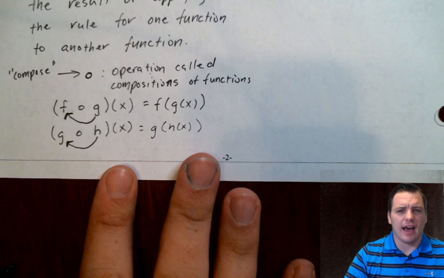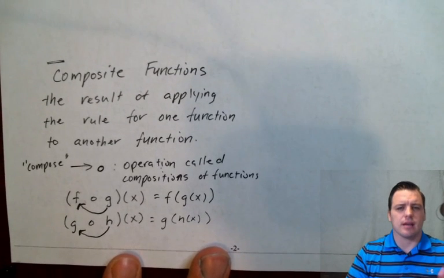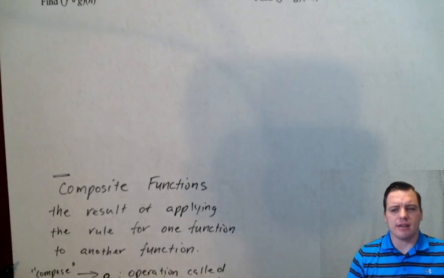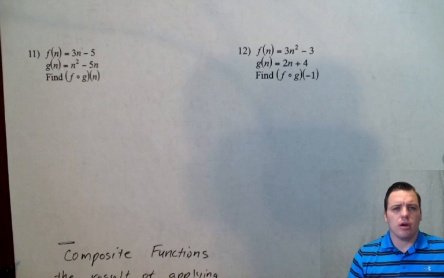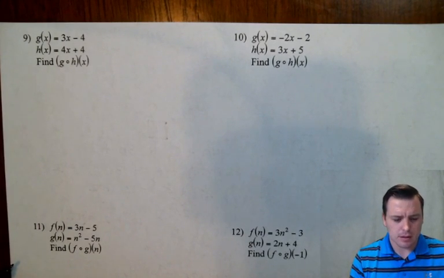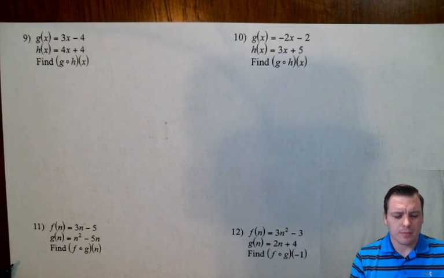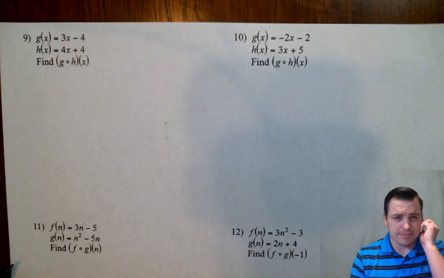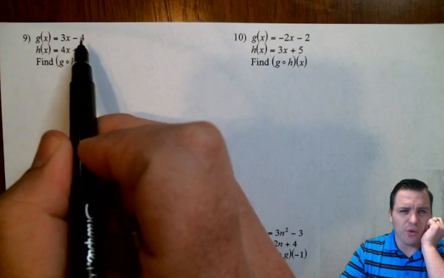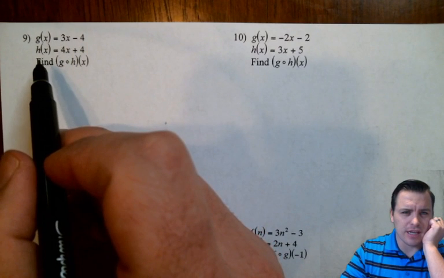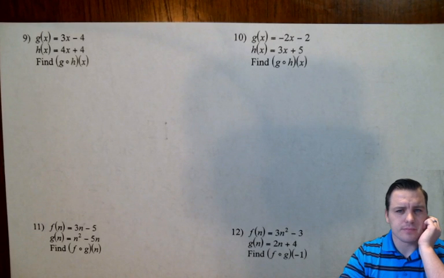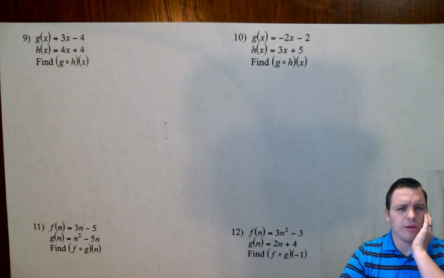So that's kind of that. Now let's go back up here. That's explaining what we're doing. These are called composite functions or composing functions, another operation of functions. Okay? So, looking at number 9. Here's what it says: 3x minus 4 is g of x, and h of x is 4x plus 4. Okay? That's what we're working with here.